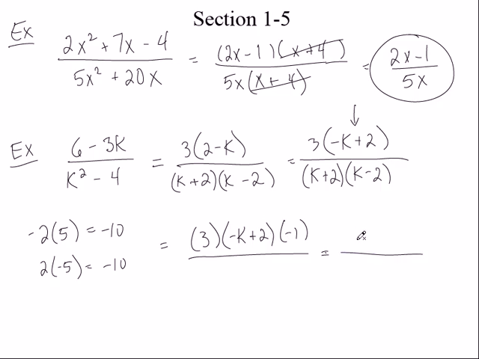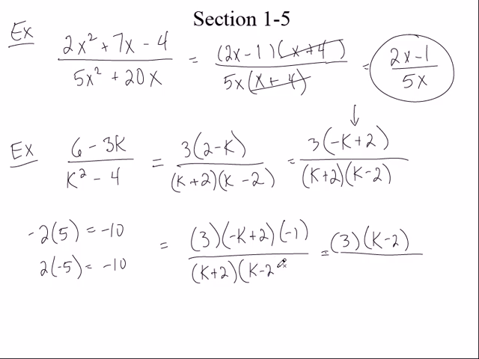Now, watch what happens. That's still a 3, isn't it? Look what happens when I multiply this by a negative 1. What does it become? It becomes k minus 2. That's right. Now look, I had a k minus 2 down here on the bottom, didn't I? But I can't just multiply the top by a negative 1 and not change the bottom. I still have to multiply the bottom by a negative 1.